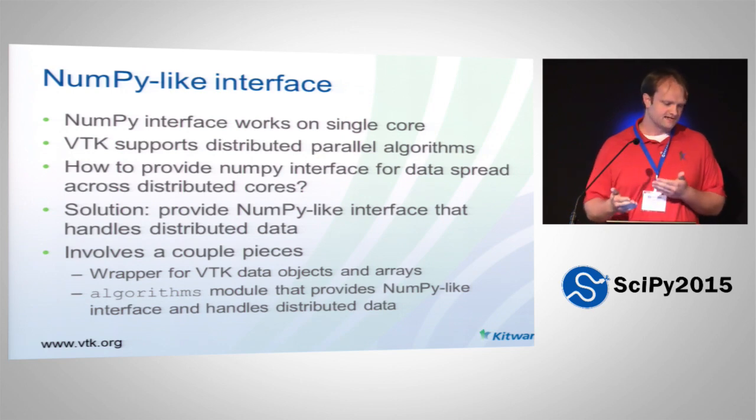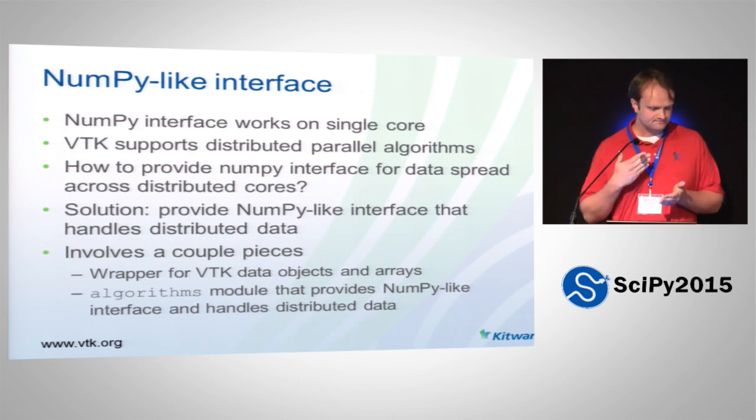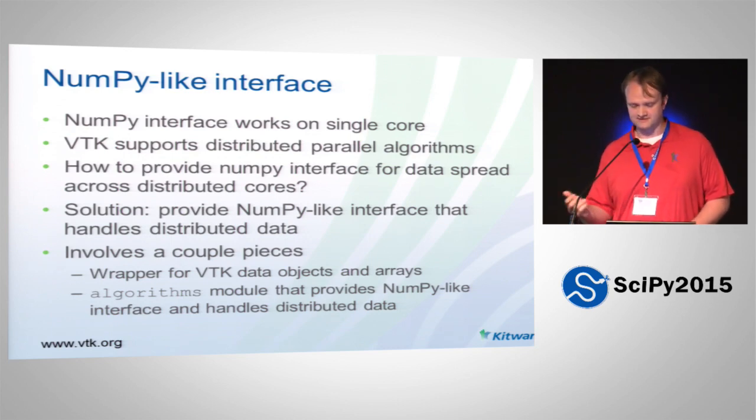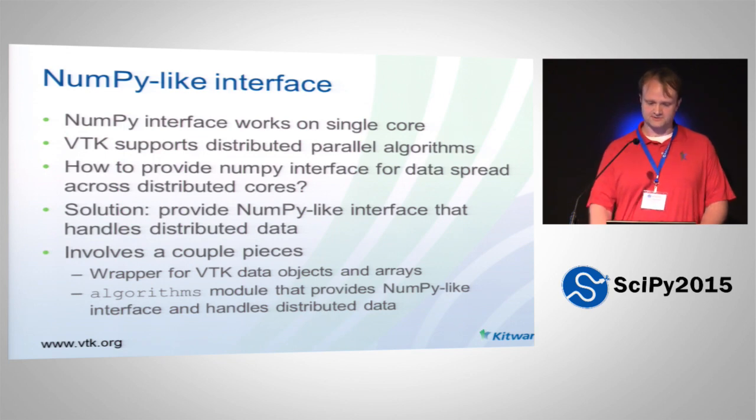There's also support. So one thing that this doesn't provide is support for when VTK is run in parallel mode on distributed memory supercomputers. All right, so VTK supports distributed parallel algorithms, and NumPy is usually assumed to run on a single processor. So how do we provide some kind of NumPy interface or NumPy-like interface for data that's arranged this way? And the solution is to provide a NumPy-like interface that handles the distributed data.